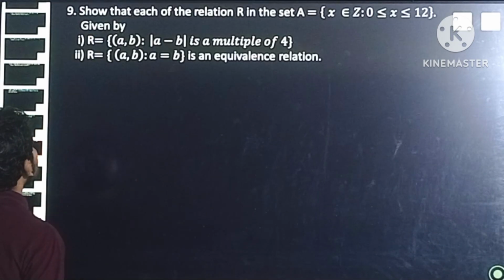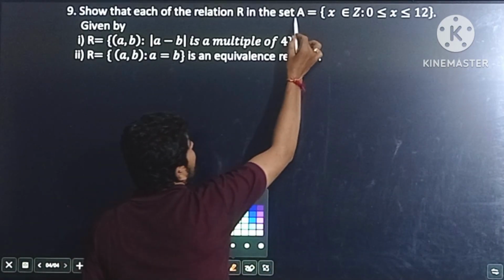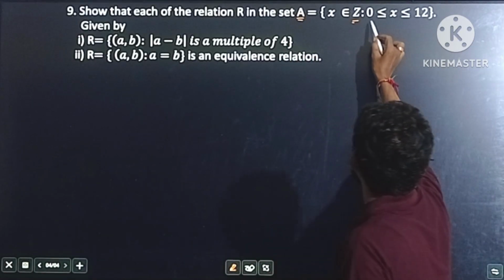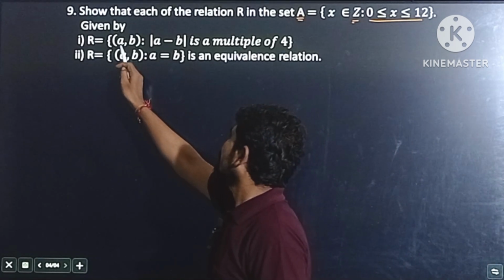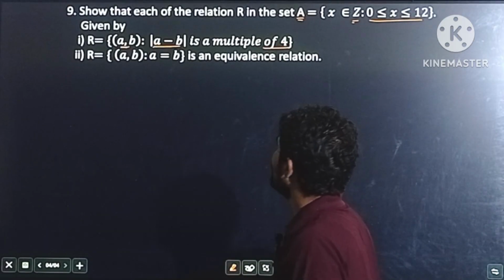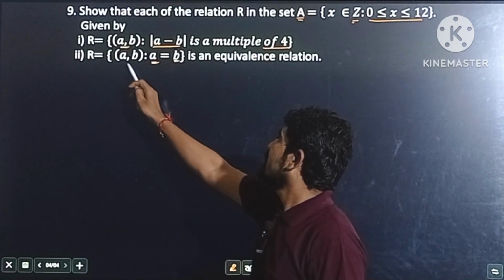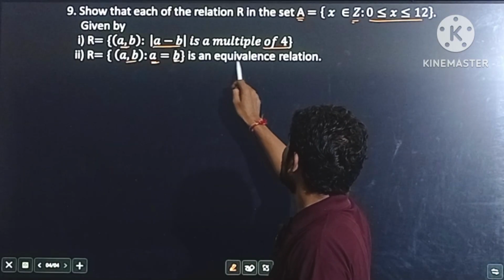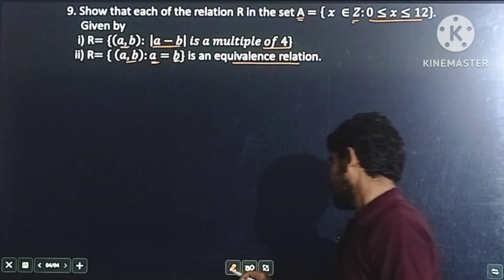And the next question is, in this question we have to define two relations on the set A, which consists of the integers from 0 to 12. The first relation is that the relation between the first and second numbers is modulus of A minus B is a multiple of 4. In the second relation, the first number is equal to the second number. We need to prove that these two relations are equivalence relations.